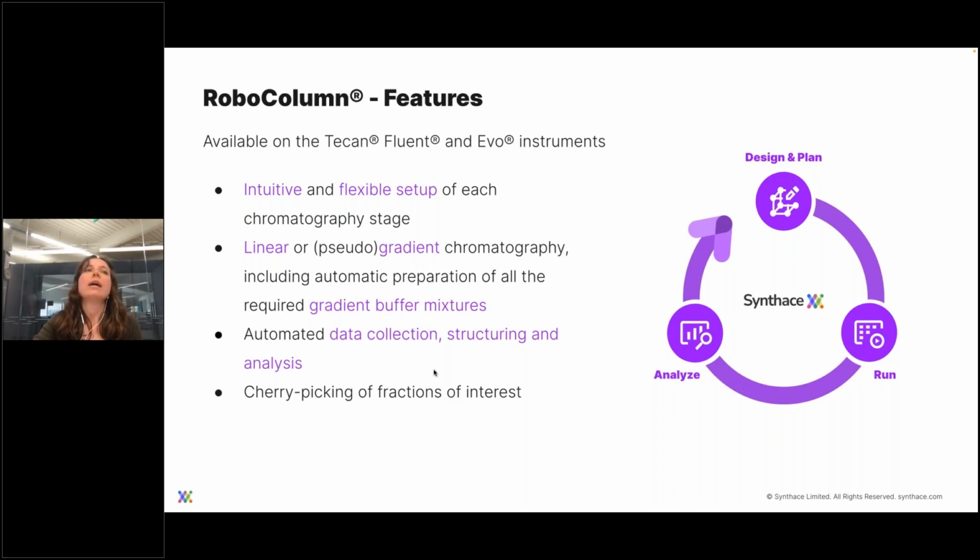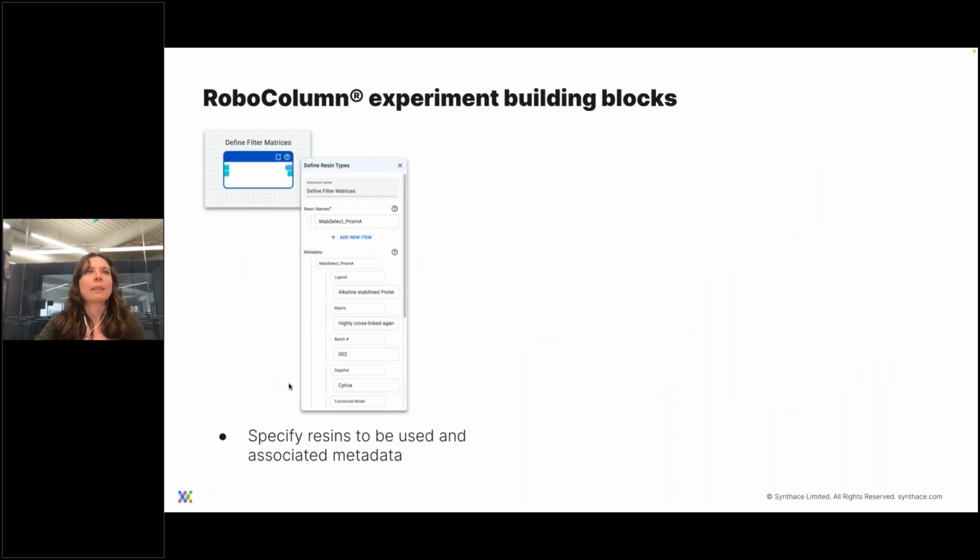And finally, we also provide automated data collection, structuring, and application-specific analysis. So what this means is this analysis is very specific to RoboColumns, and it's specifically meaningful for that application. And finally, we also enable really fast cherry picking of fractions of interest based on this analysis, which I will show you briefly.